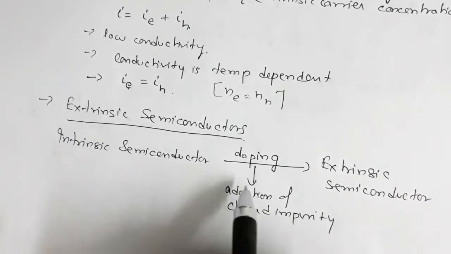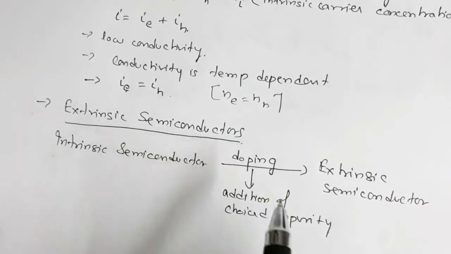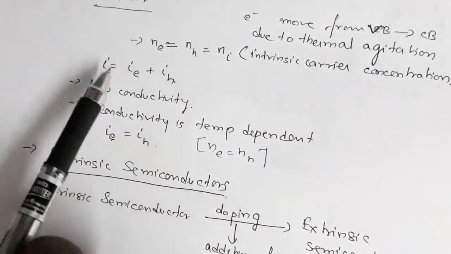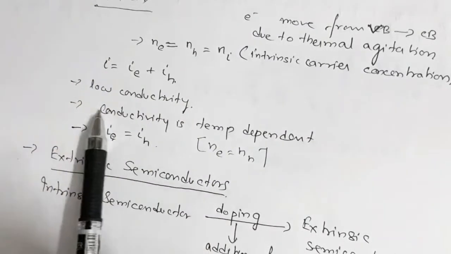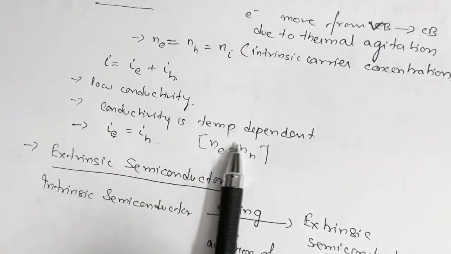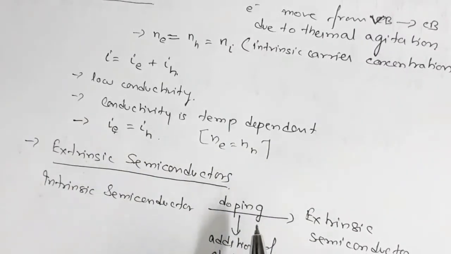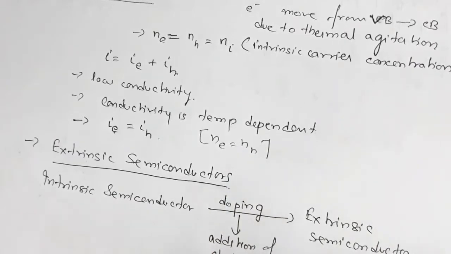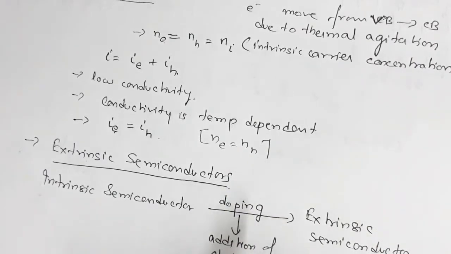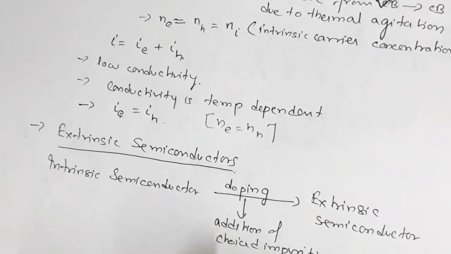Why are we adding impurities? To improve on these quantities. See, intrinsic semiconductors have these demerits: low conductivity, and conductivity was temperature dependent. So we don't want all those things. We want to increase the conductivity. So for that we are adding impurities, and that process is called doping. So doping is the process of addition of choice impurity to improve conductivity.